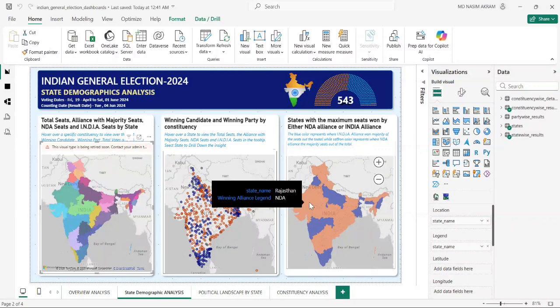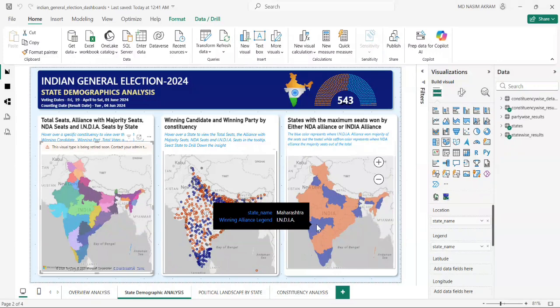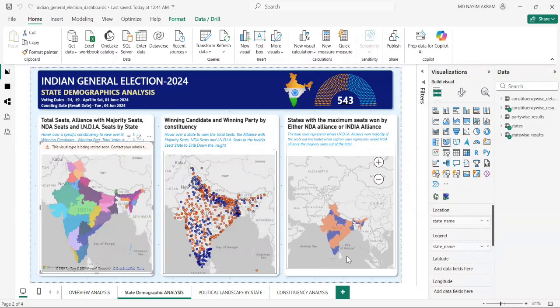So now let's see. Here we have made this map look saffron and blue. It is saffron for the states where NDA has got a larger number of seats compared to the India alliance. So let's talk about Gujarat: NDA has got more seats than India, and if you hover here in Chhattisgarh, NDA has got more seats than India. So let's go to the blue color. When we go over here, we see that in Maharashtra India Alliance has got more seats compared to the NDA Alliance. All right, so now let's go to the next dashboard.